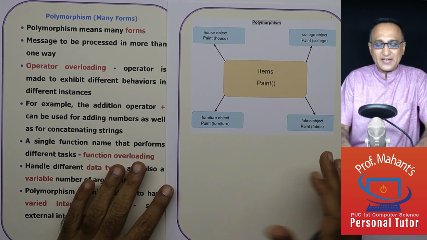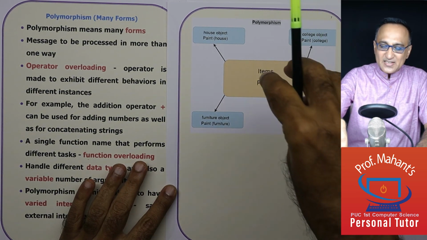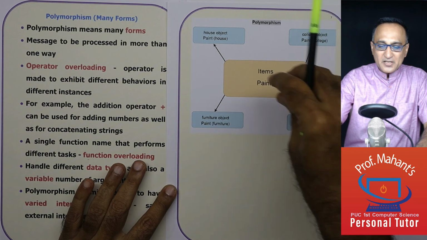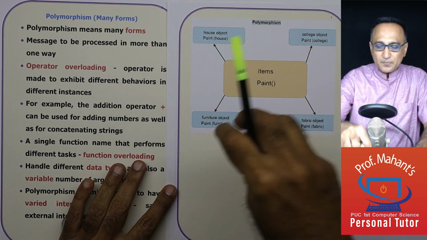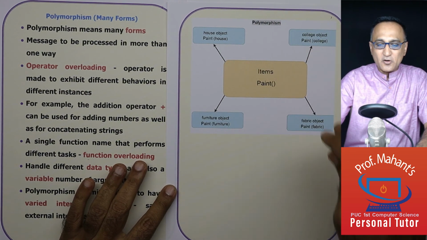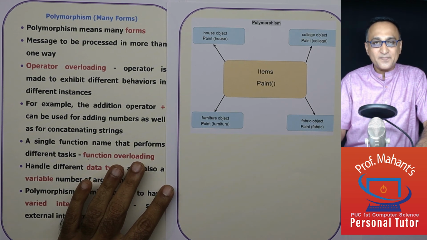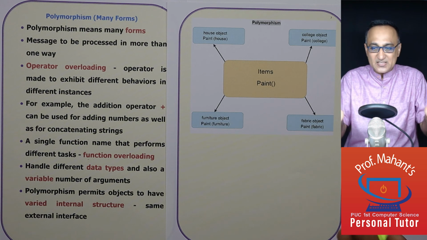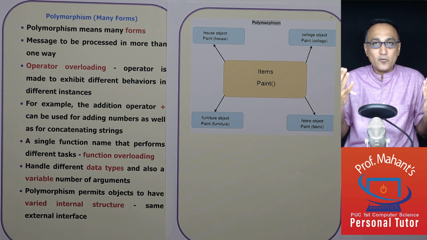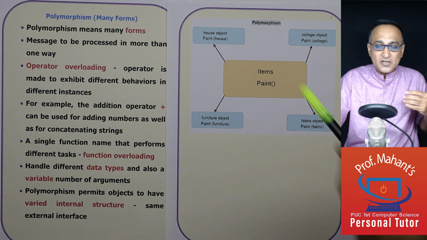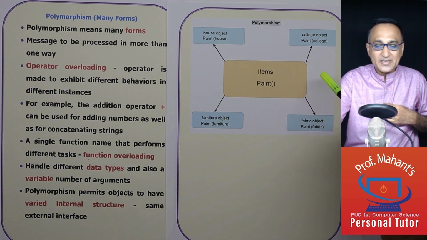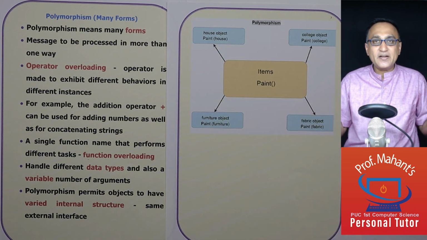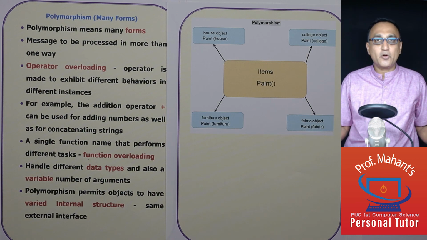An example of that is again paint. There is a standard name paint, but based on whether I message paint house, paint furniture, paint fabric or paint college, I am going to do different things. But the standard name is paint. So paint has multiple avatars. In this case, it has four avatars or four forms. In each of the forms, based on the value or item sent, I am going to do different things. So polymorphism means one name doing different things. That is what you mean by polymorphism.